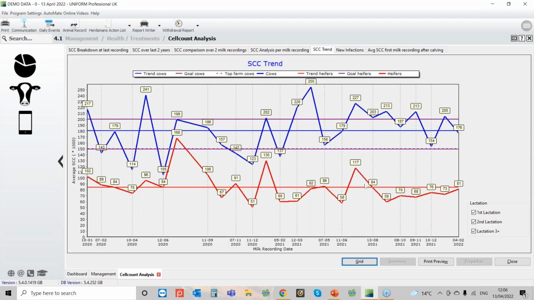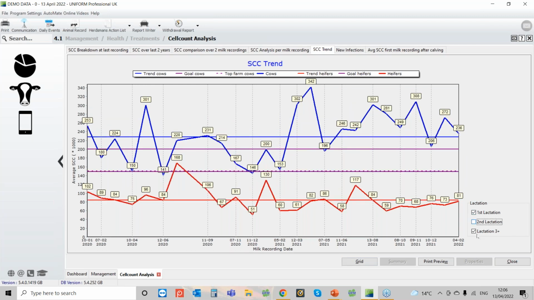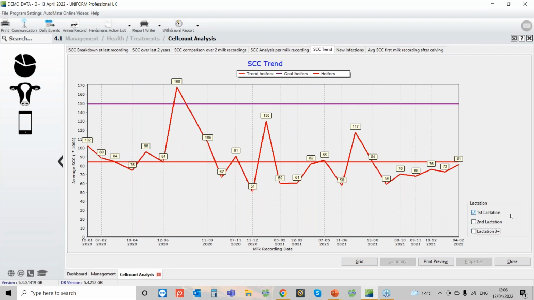Then the next one I normally go to would be the trend. This is quite a busy graph, so the best way to look at it is to take out the second calvers and the older cows. What we're looking at now is just the first calvers, and I set the target, again in properties, at 150. Then we can see per recording what we actually achieved just looking at first lactation animals. The top line, 150, is our target, and the trend across all these recordings is that they're running at about 85.